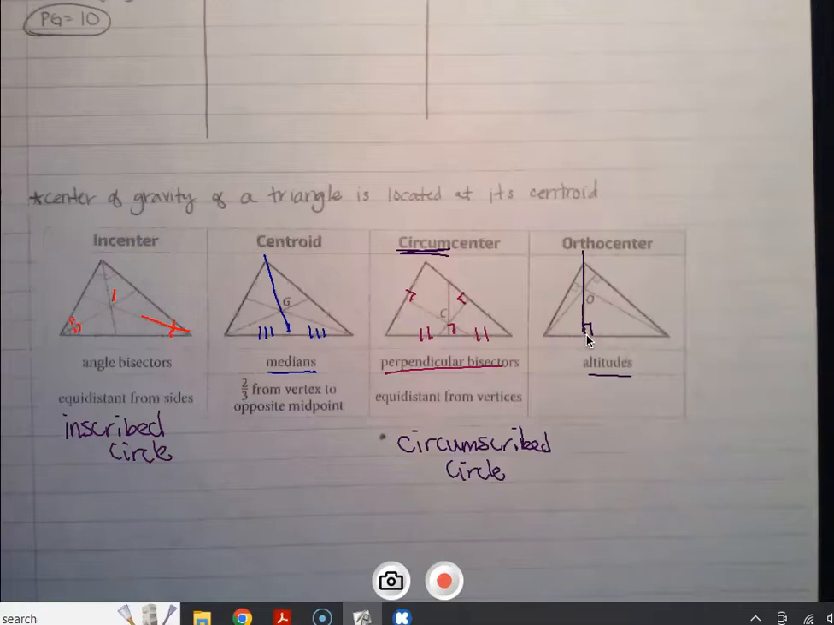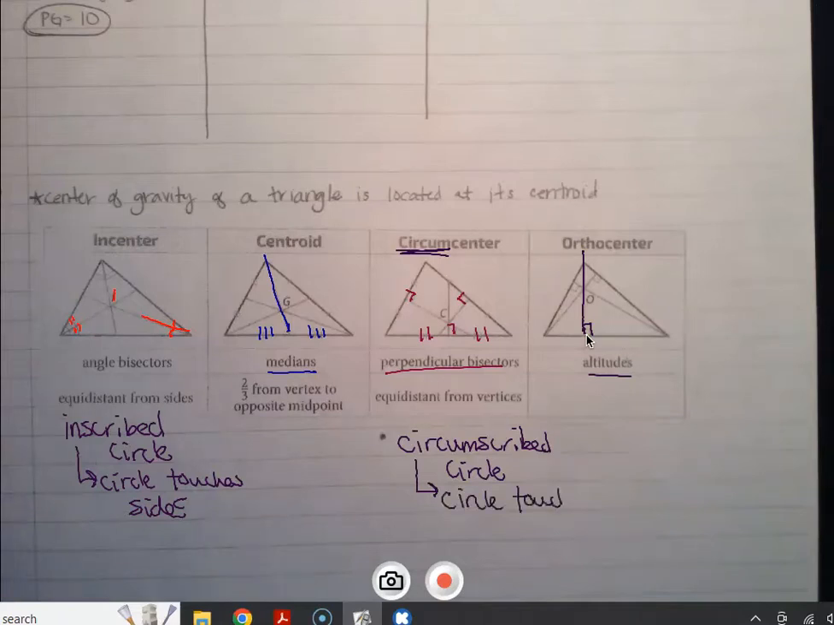The inscribed circle, what does it touch? The sides. Perfect. How about the circumscribed circle? All right, good. Yes, the circle touches all the angles, or you might say vertices. Perfect. All right, good stuff there.